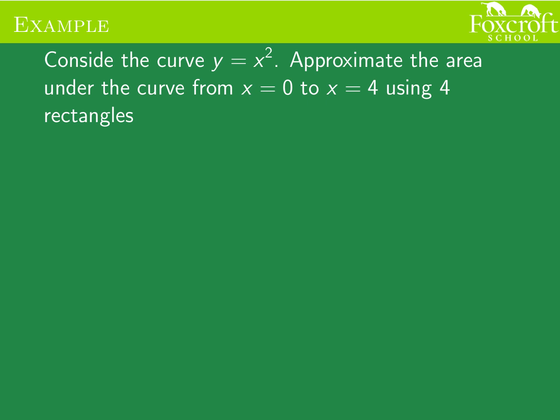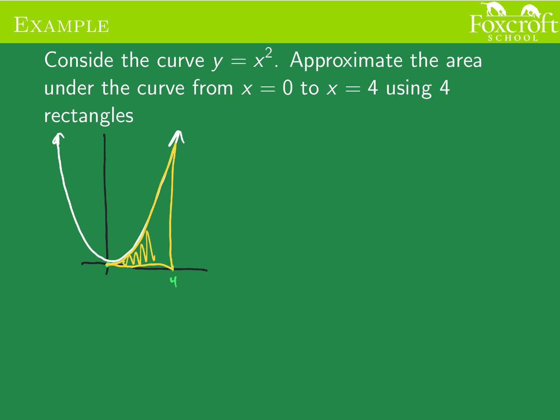All right, so we'll do a quick example looking at the curve of y equals x squared. Approximate the area under the curve from 0 to 4 using 4 rectangles. So if we were to graph this, right, x squared is the parabola, something like that. And we do it from 0 to 4. All right, so 0 is going to be here, and 4, let's just put it there. All right, so we're trying to find this area there.